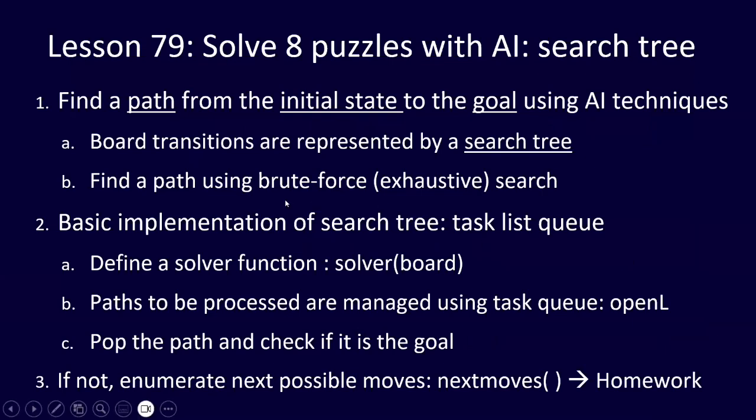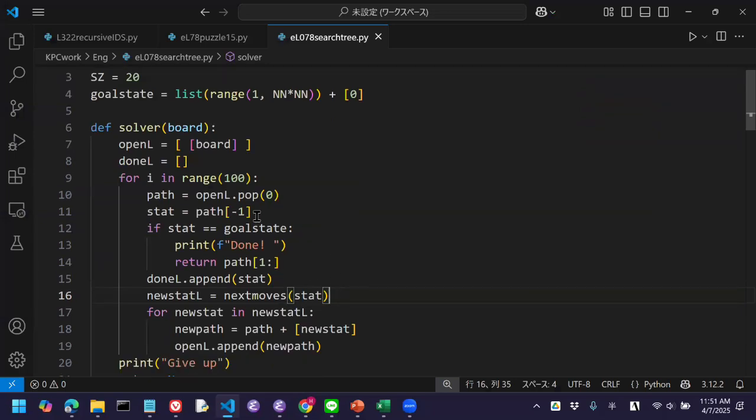Last time, what we did was explain the idea of the search tree, and also made the function solver given a board. It will automatically solve and find the path to the goal state. If you look at the code, the idea is to make a task list, which we call the open list. The initial value is only one path, which has the initial state in it. Pop it and check if it is the goal. If it is the goal, it is done.